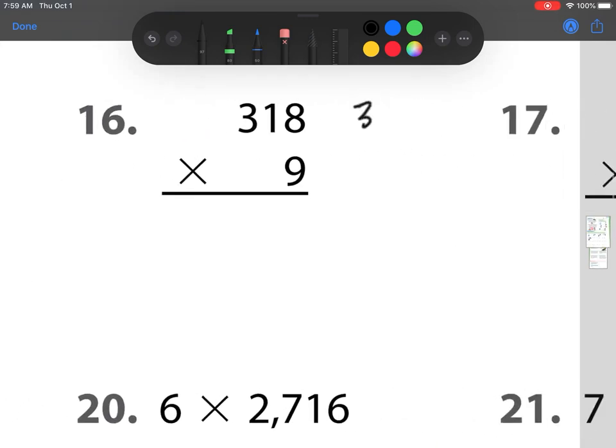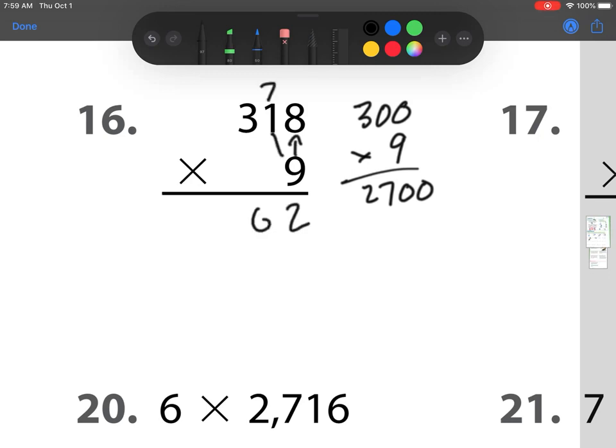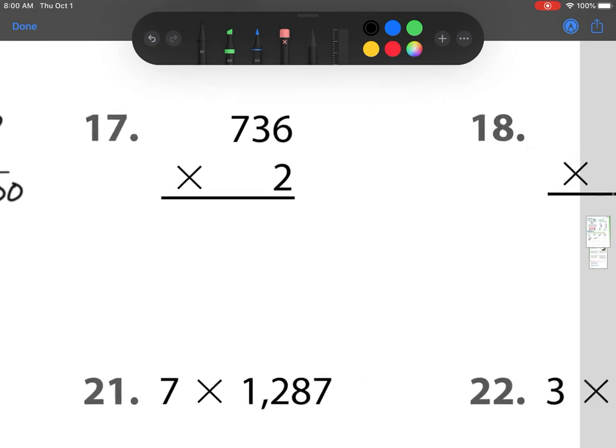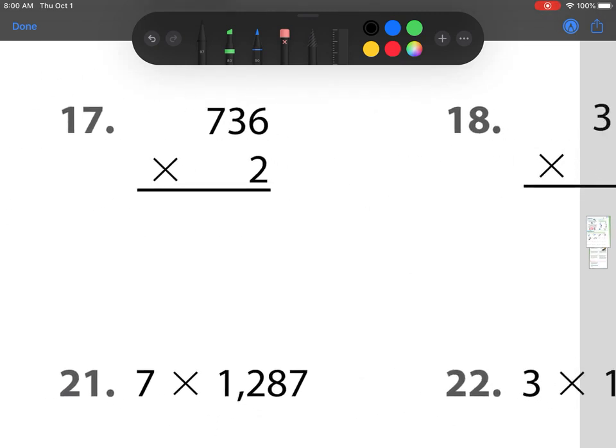Our next one, this is close to 300 times 9, so it should be close to 2,700. 9 times 8 is 72. 9 times 1 is 9, plus 7 is 16, so I regroup that one. 9 times 3 is 27, plus 1 is 28. Notice how my answers are close to each other, so it is correct.